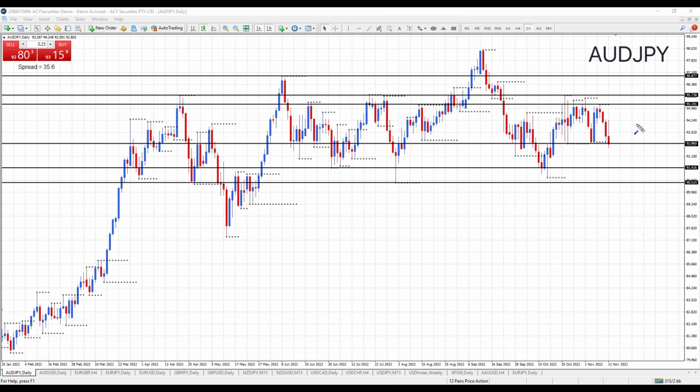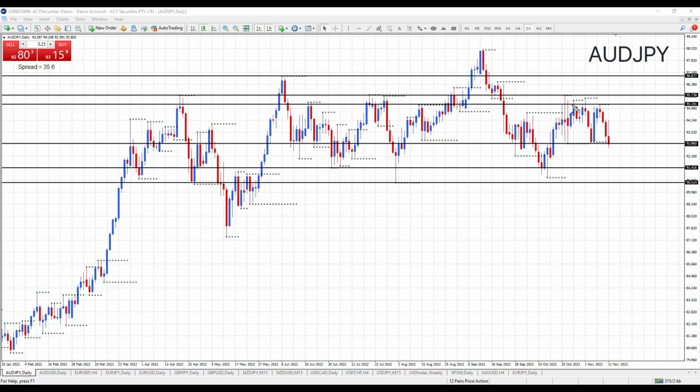Hi traders, hope you had a great trading week. I'm on the Aussie yen daily chart, got my weekly, monthly, daily support and resistance levels all drawn in. They're referenced in the description below. Now the Aussie yen last week put in a lower top and came down and tested 92.86. So this week, can the downtrend continue?